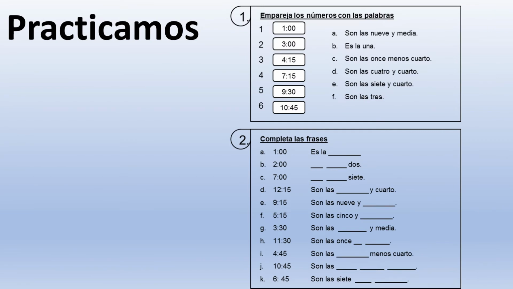Practicamos. Okay, so we've already done quite a lot on time. So what I want you to do now is put everything we've learned together and practice. So for exercise 1, you're matching the numbers with the words, and then for exercise 2, you're completing the phrases. So put the video on pause, and when you're ready to see the answers, press play. Respuestas. So I'm just going to give you the answers now, so you might want to pause it so that you can mark your work.